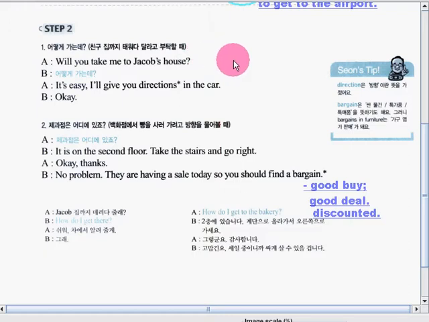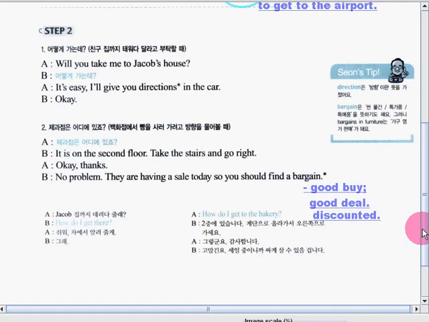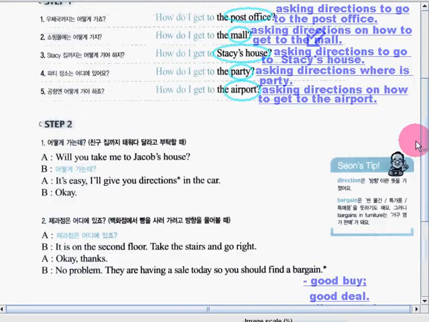Very good. Now we have a word here. The word bargain. When you say bargain, it means a good buy, a good deal, okay? Or an item or product that is discounted, so you can save money. So it's very easy to understand our pattern.